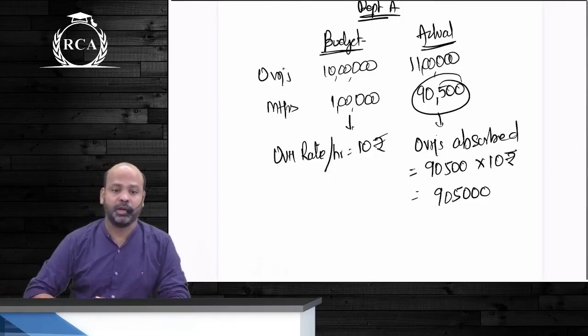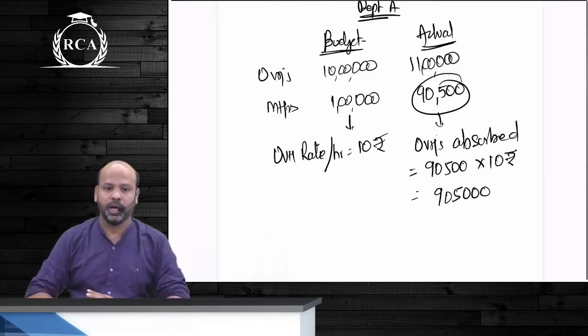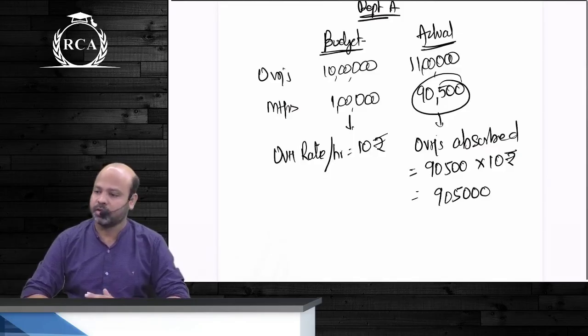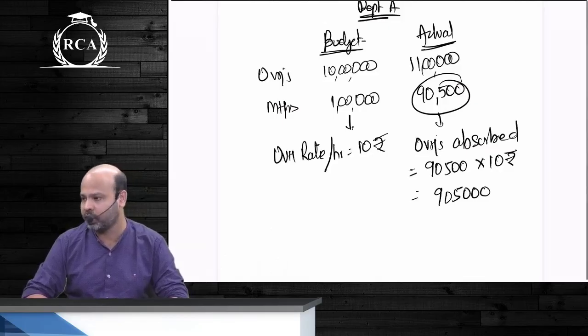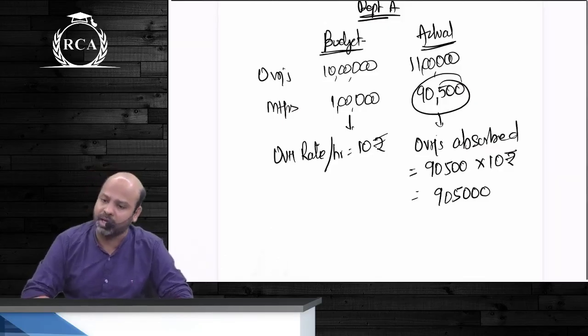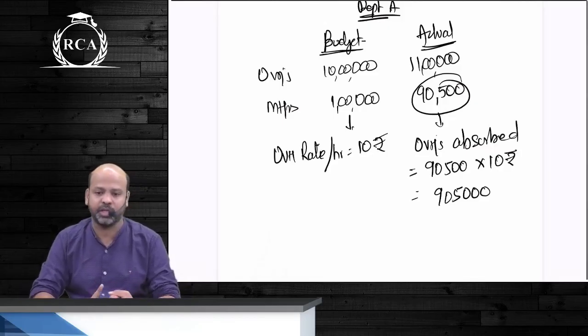What is the actual amount of overheads incurred? 11 lakhs. How much is the amount of under recovery of overheads? 1 lakh. We call this under recovery. We have recovered less and that is why it is under recovery. If you have recovered more, it will be a case of over recovery. There are two reasons why there can be under recovery or over recovery: either the activity levels are not the same or the amount of expenditure is not the same.